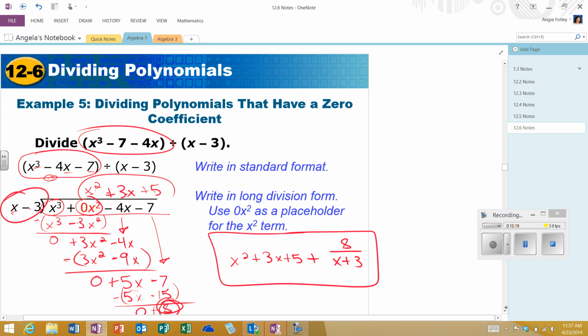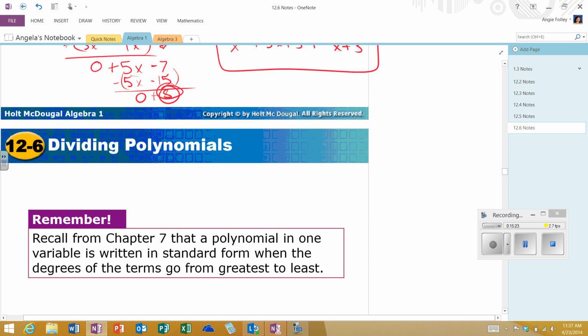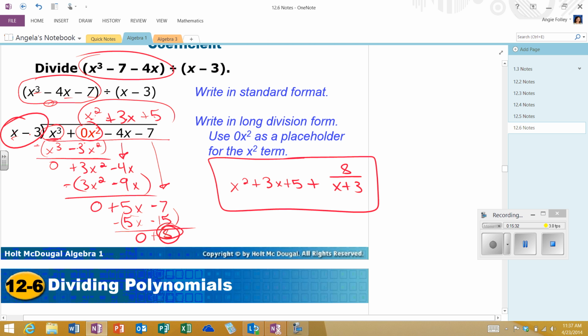Just be careful. Recall from chapter 7 that a polynomial in one variable is written in standard form when the degrees go from greatest to least. So when you're doing long division, you have to have it written from greatest to least. Do you see how it goes from 3 to 2 to 1 to no x's? You have to write them like that in order to do long division.